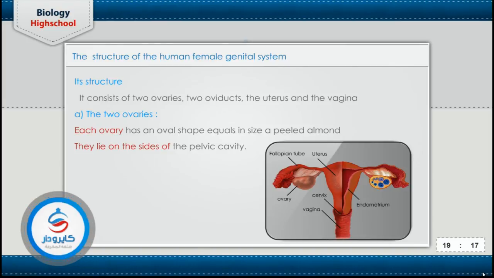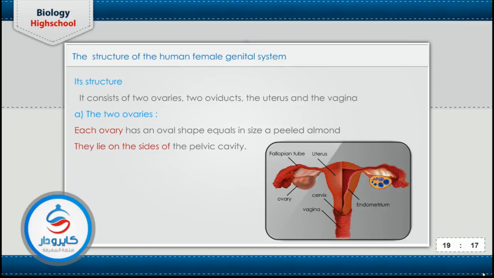What about the structure of the female reproductive system? The female reproductive system consists of 2 ovaries, 2 oviducts which are called the fallopian tubes, and also the uterus, which ends with the cervix, which leads to the vagina.